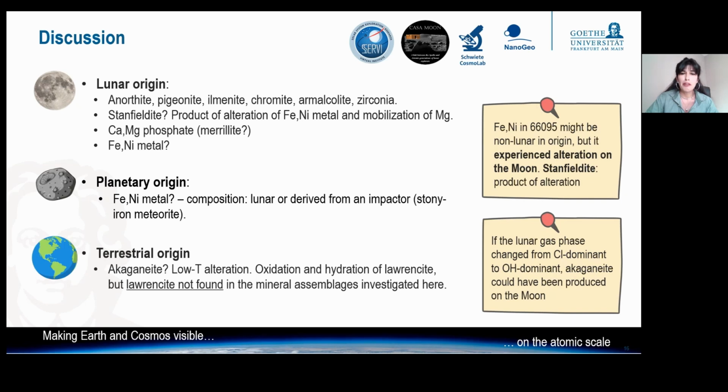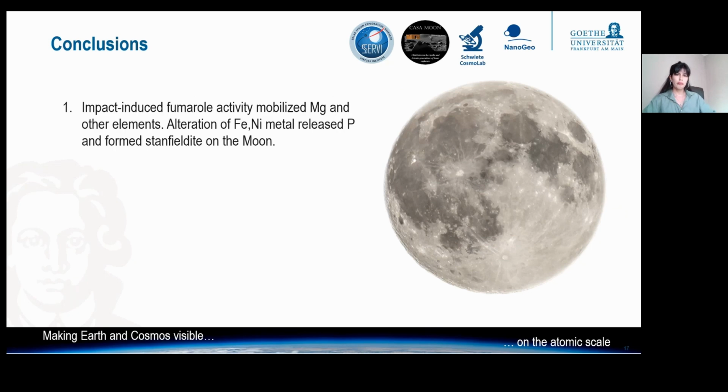And then we also have this akaganeite that we think is from a terrestrial origin, a low temperature alteration of lawrencite by oxidation and hydration. However, we didn't find any lawrencite in our FIB sections, so we still cannot rule out a lunar origin if, for example, the gas from the lunar fumarole changed from chlorine dominant to OH dominant. But the most likely mechanism of formation is terrestrial so far. Next slide, please, and last one.